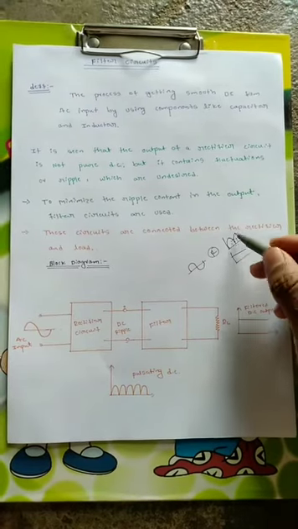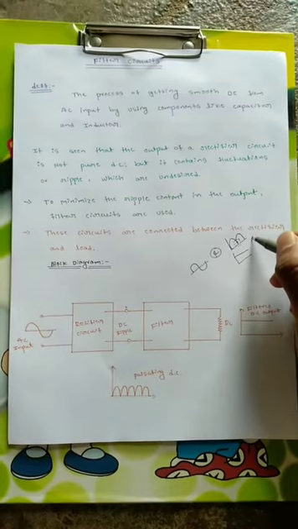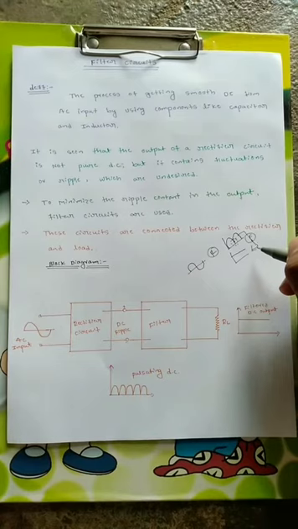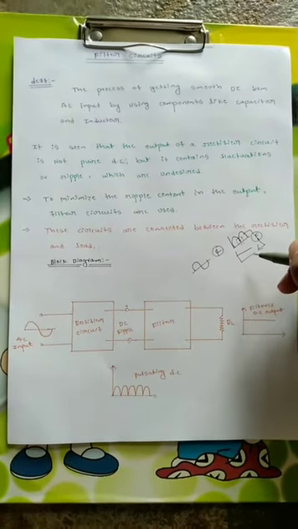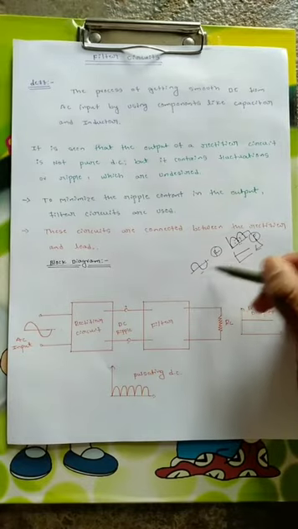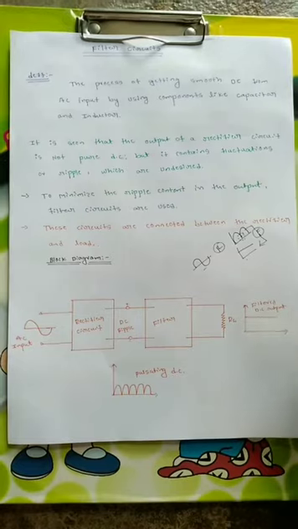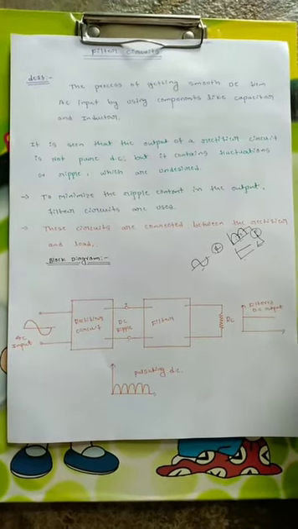After this pulsating DC passes through the filter, let us assume it as F, we will get a smooth DC output, which is called filtered DC or smooth DC. So from this to this we want a smooth DC. That's why filter circuits are used. Now you have got the idea why we are using filter circuits.